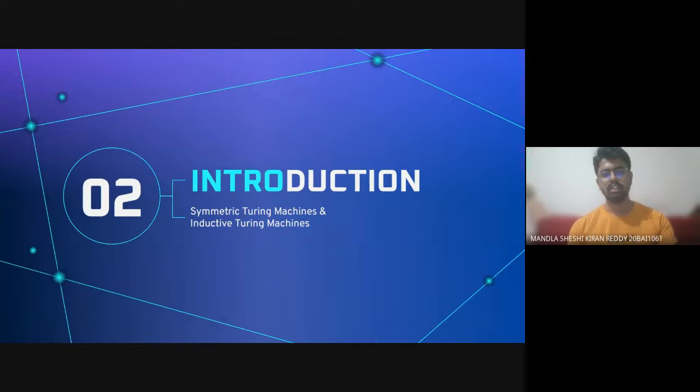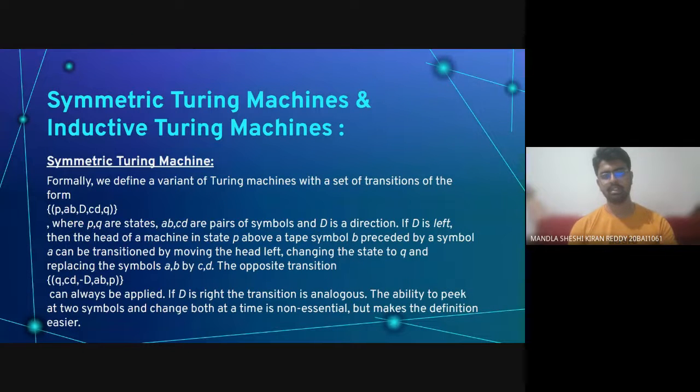So the second part is the introduction. We'll be knowing about the symmetric Turing machines and the inductive Turing machines. The first one, the symmetric Turing machine. Formally, while defining a Turing machine or a variant of Turing machine with a set of transitions, we define generally P, which is a state, AB, which is a pair of symbols, D, which is the direction, CD, which is again a pair of symbols, and Q, which is another state.